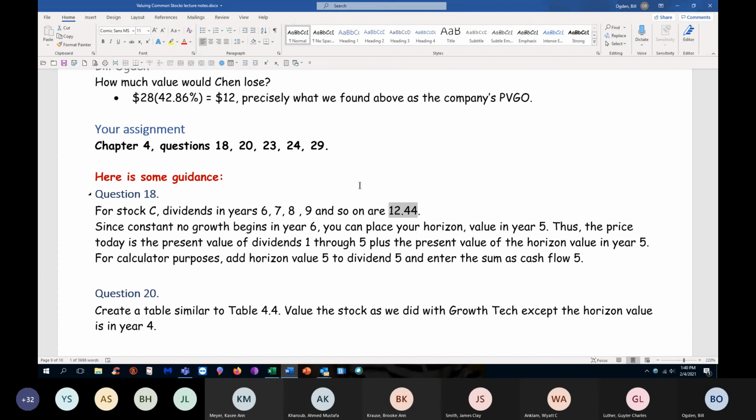Okay, so this is a constant no growth. So what you do is you place your horizon value in year 5, just like it says here. And then you would add your horizon value in year 5, so that would be 12.44 divided by the R you're using. One case it's 10%, the next time it'll be 7%. Add that to your dividend 5, and that's your cash flow for year 5. The cash flows for years 1 through 4 are just the dividends. Discount all those back. You'll see when you get there, and you have the price.